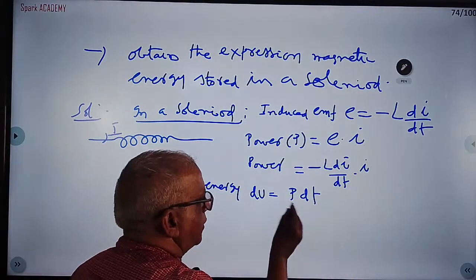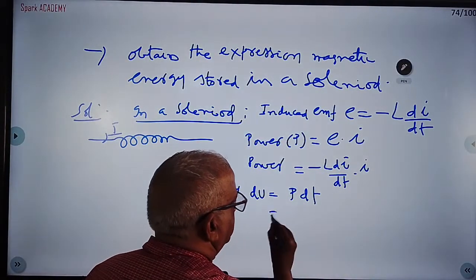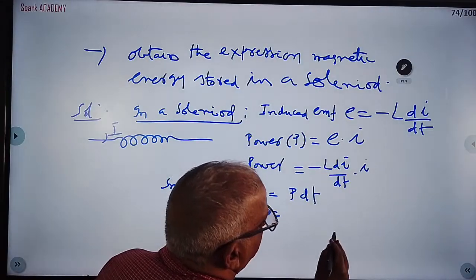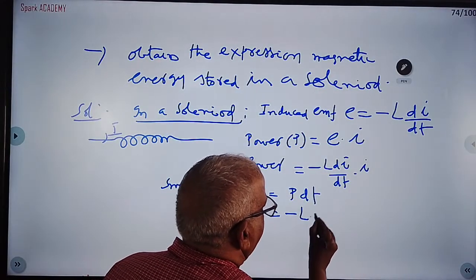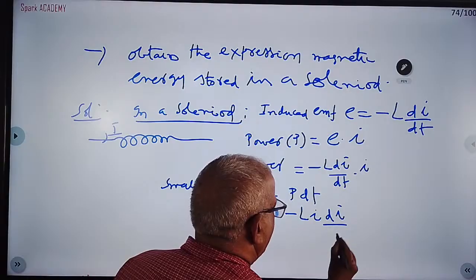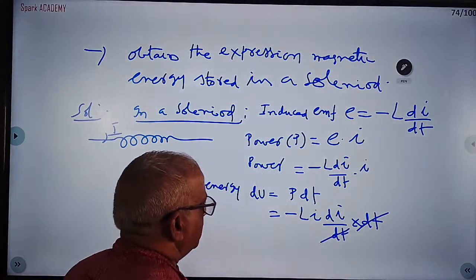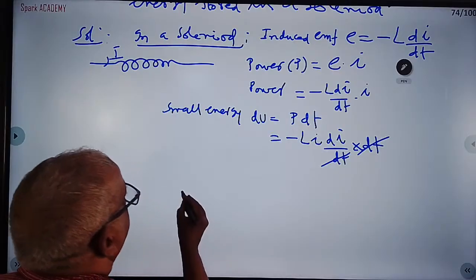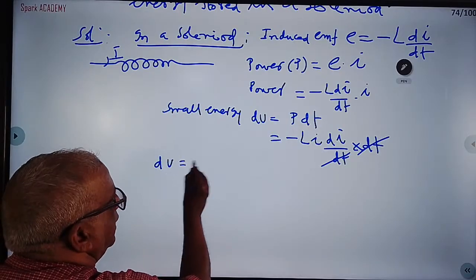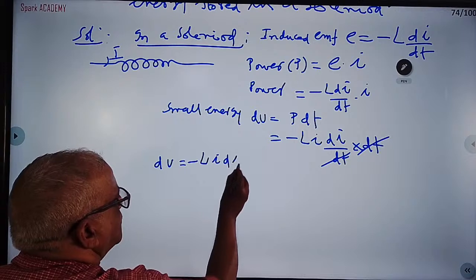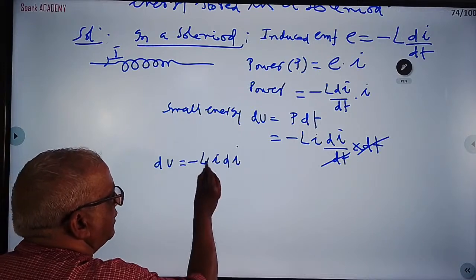Energy is power into time. Power means minus L di by dt, into dt. The dt gets cancelled, and you are going to get dU is nothing but minus L i di. L is called self-inductance.